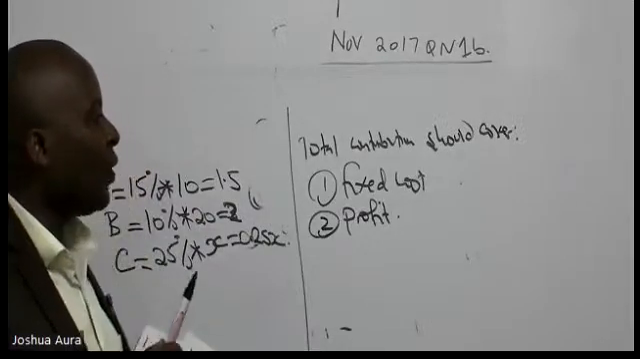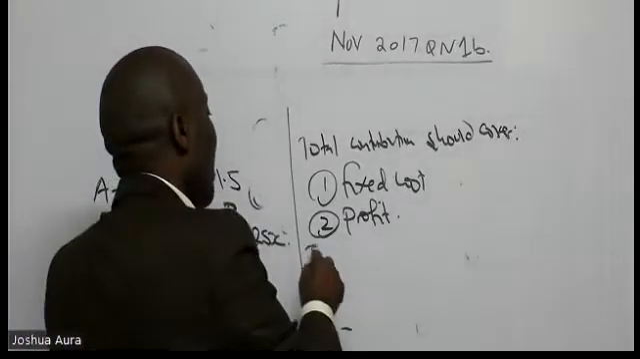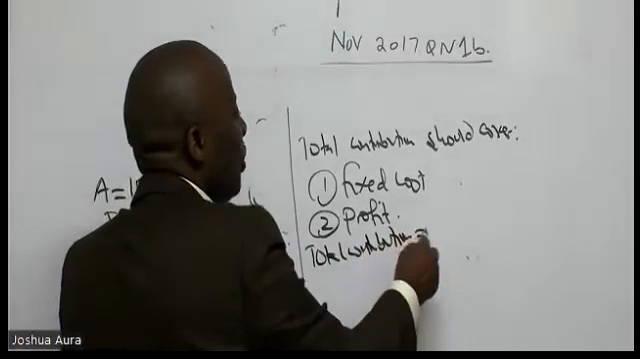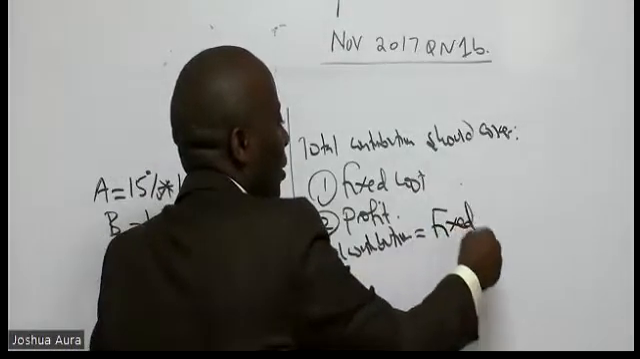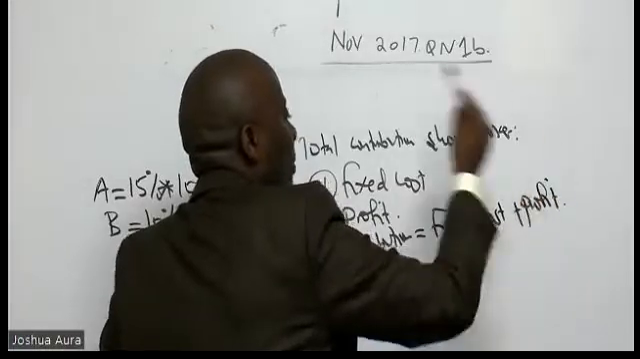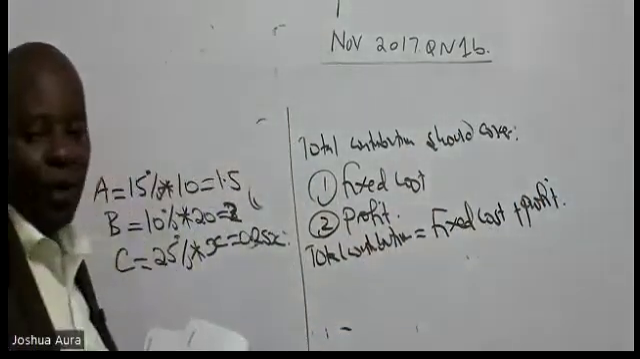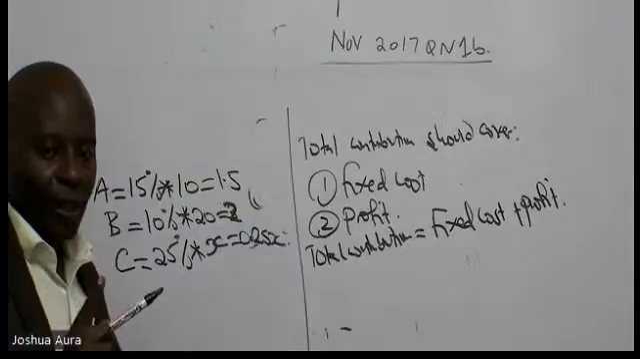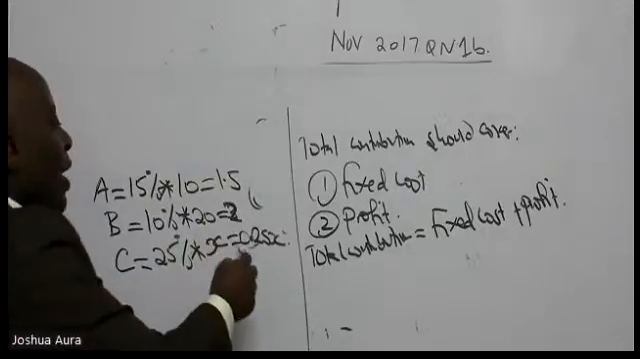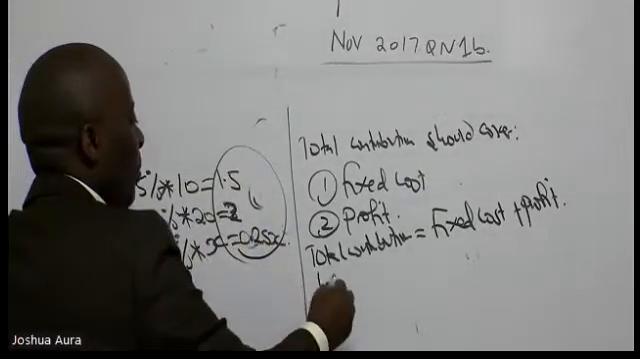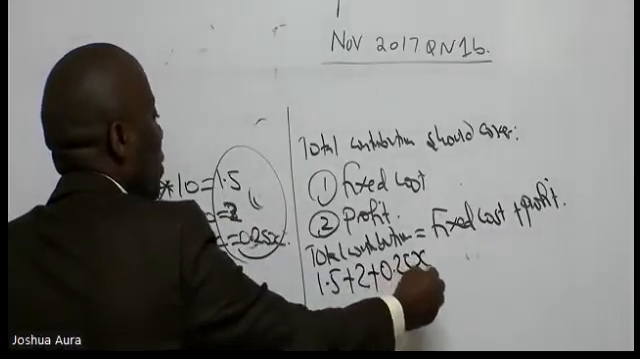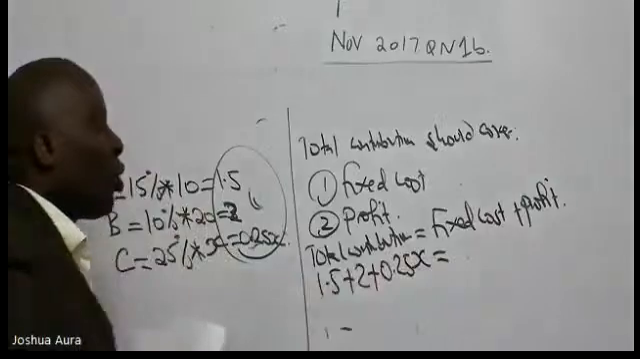So you're saying something very important, that basically my total contribution should be equal to fixed cost plus profit. Total contribution should be fixed cost plus profit. Very important for us to appreciate this. And the total contribution that I have here is given here. It is 1.5 plus 2 plus 0.25x should be equal to the fixed cost of the firm.